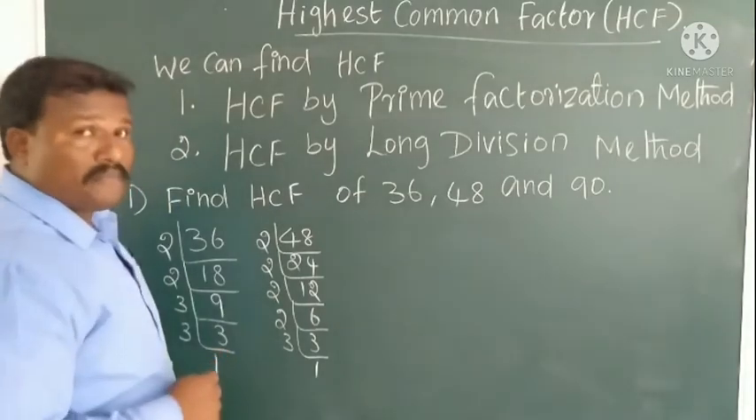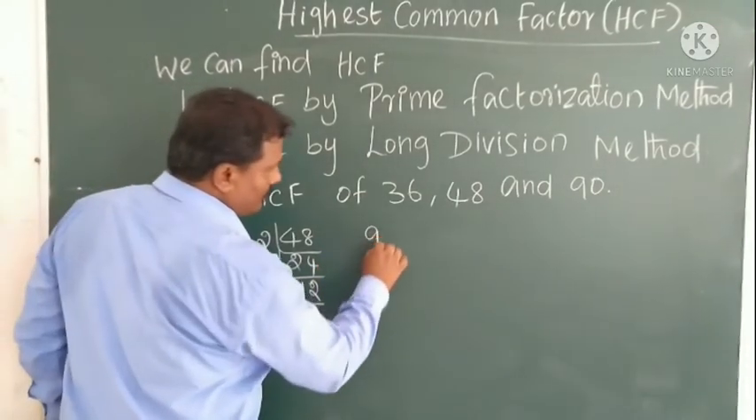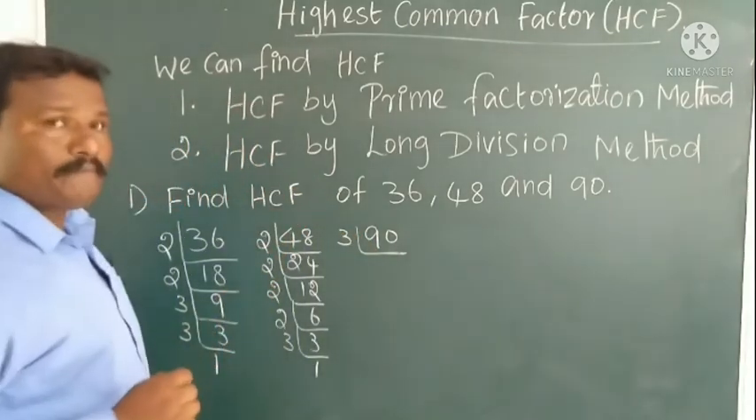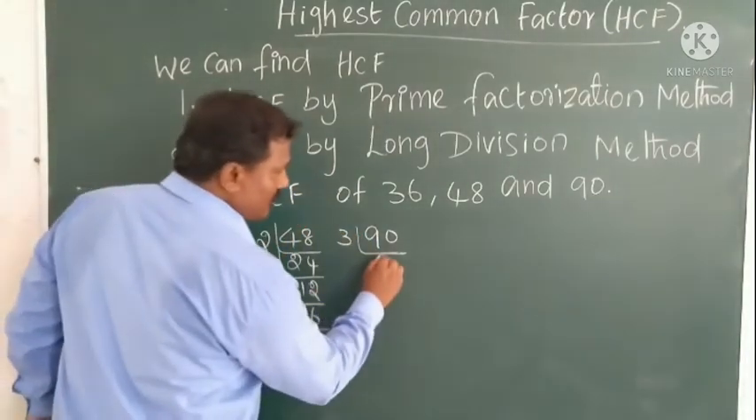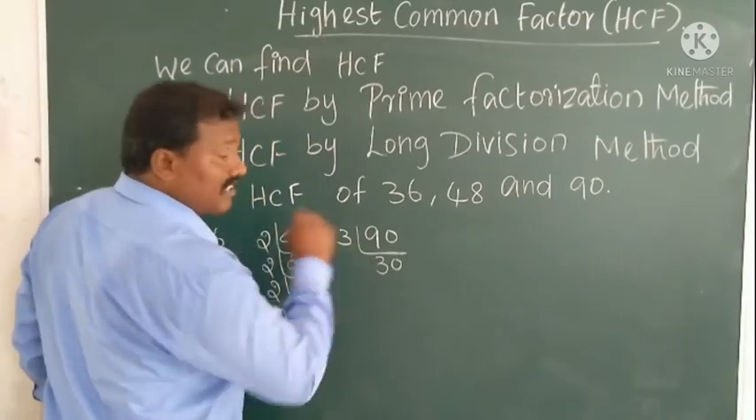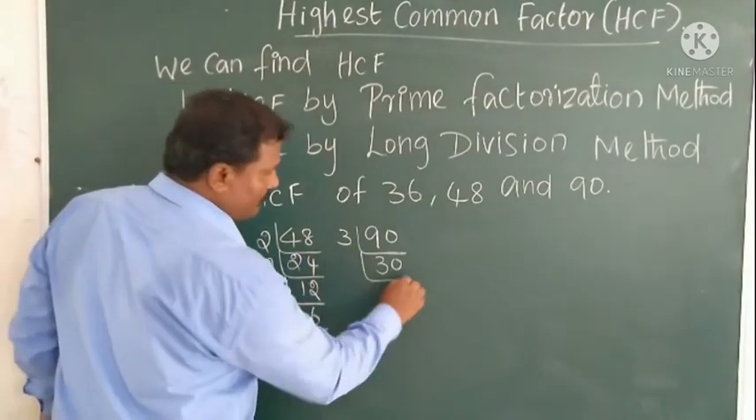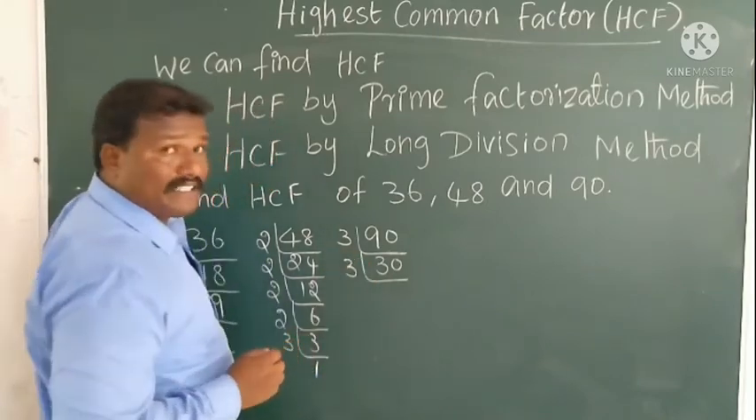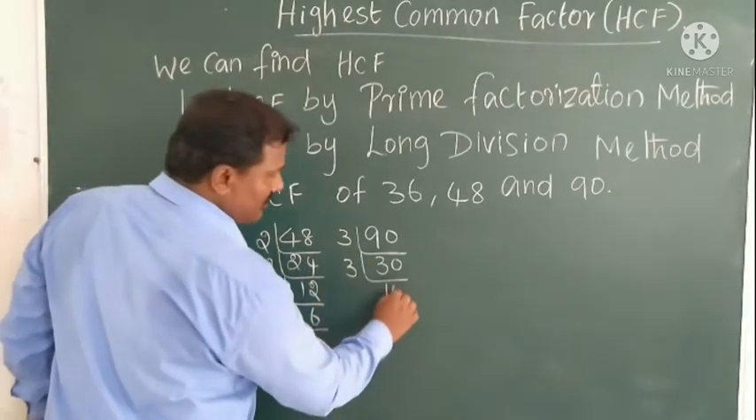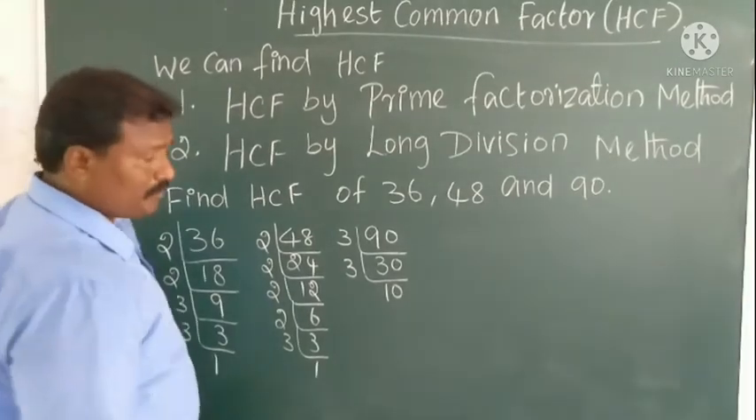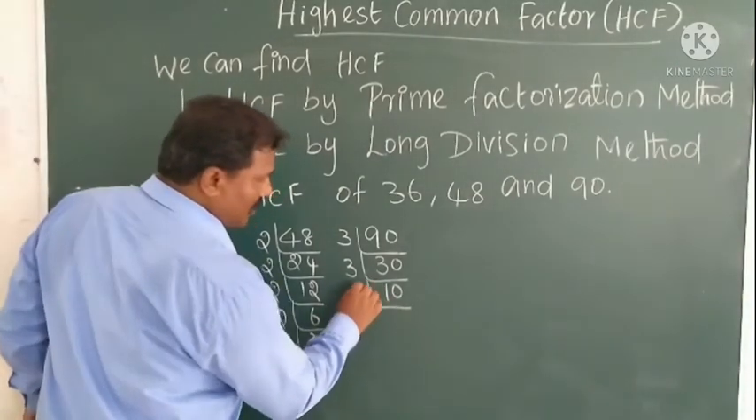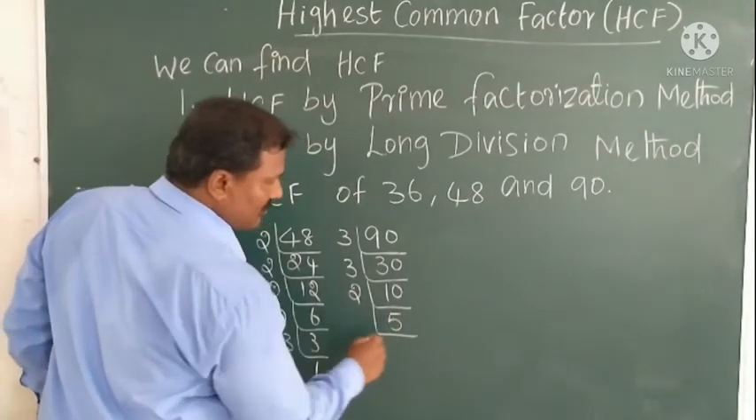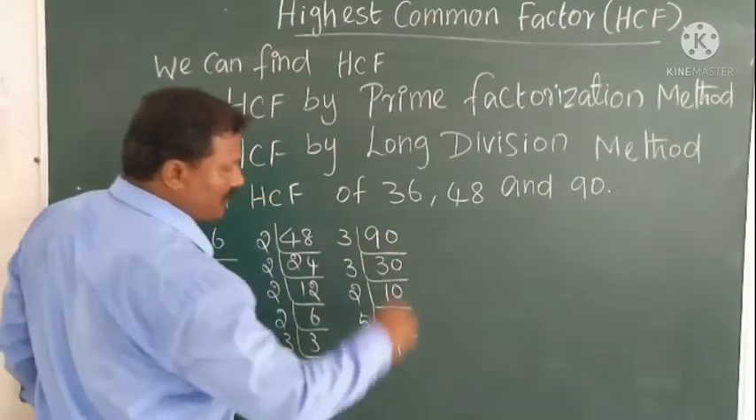The factors should be prime numbers. So let me start with 3. 3 3s are 9. So 30. 3 30s are 90. Again we divide by 3. 10 3s are 30. Now let me divide by 2. 5 2s are 10. Now 5 divided by 5.